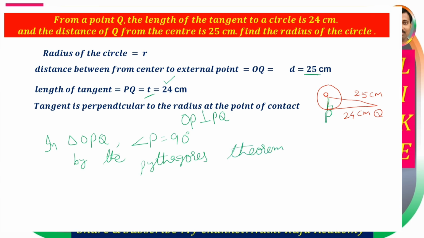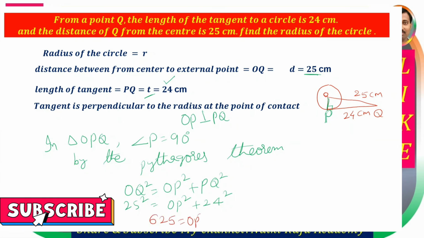By the Pythagoras theorem, here OQ is the hypotenuse, so OQ square equals OP square plus PQ square, the sum of squares of the other two sides. Here OQ is 25 square, OP is not given, the radius square, so OP square, and PQ is equal to 24, so 24 square. We know that 25 square equals 625.